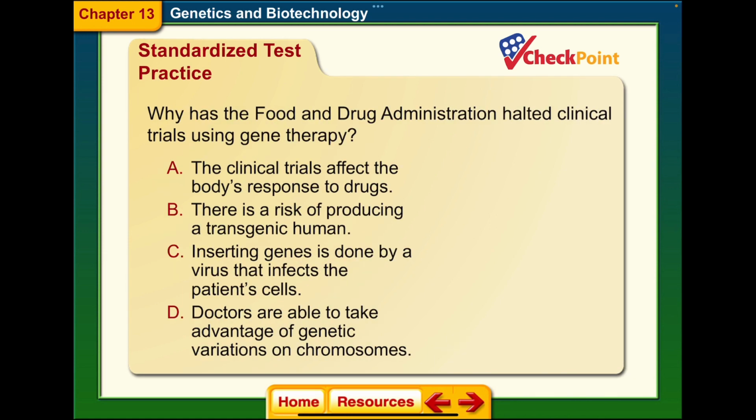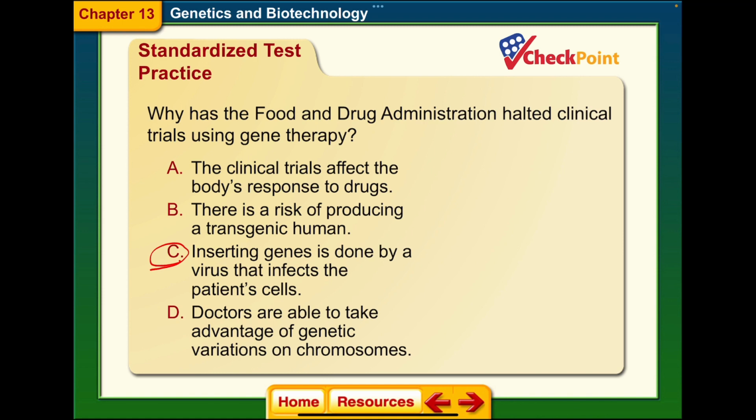Let's talk about why has the Food and Drug Administration halted clinical trials using gene therapy, and we talked about this in our last video, and we said it was because inserting genes is done by viruses that infect the patient's cells. So we said that we use this viral vector, which is a virus, and the problem with this virus is that when you do inject it into humans, it will get the normal gene into the humans, but the problem is that it infects the patient's cells and it caused the patient to die, which is why they put a halt to this clinical trial.